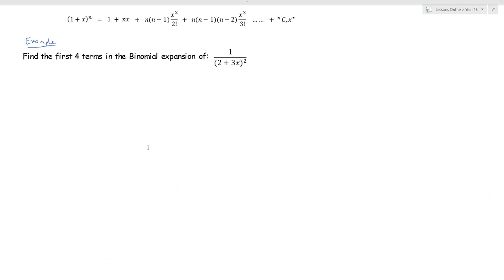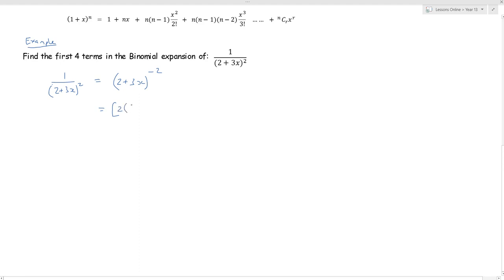Okay. Second example is a similar sort of thing. We haven't got a 1 here, so we're going to end up factorizing. But first we have to turn it into a term we can use. So we've got 1 over (2 + 3x) squared. That's equal to (2 + 3x) to the power of minus 2. If we put our square brackets, we can factorize what's in the brackets first, taking the 2 out.